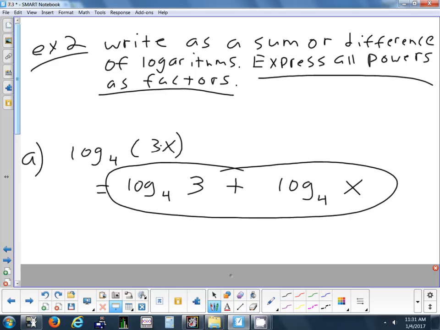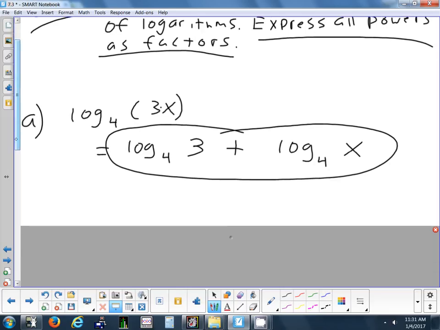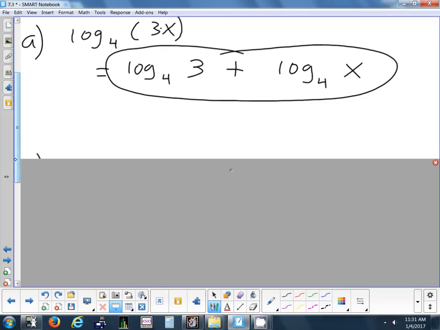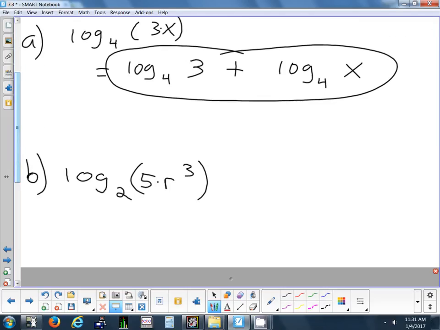So we took that log that was already combined and we split it apart. They get a little harder than that, but that's the basic idea. Any questions on that? All right, let's try this one.